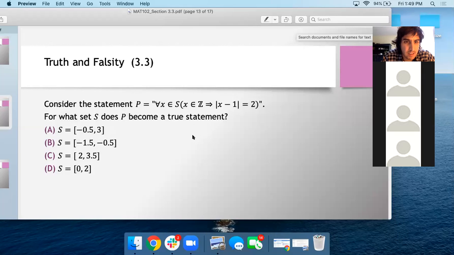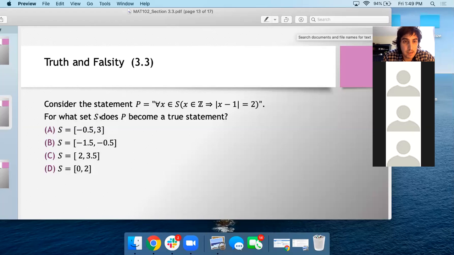What's the answer? Okay, most people are getting it, I think. Maybe I won't take this one up in too great of detail. But for what integers does the absolute value of x minus 1 equal 2? x equals 3 and x equals -1, right? So maybe I won't write anything down for this question, but A can't be right because 0 is in there, right? And 0 minus 1 is equal to -1. So that doesn't equal 2.